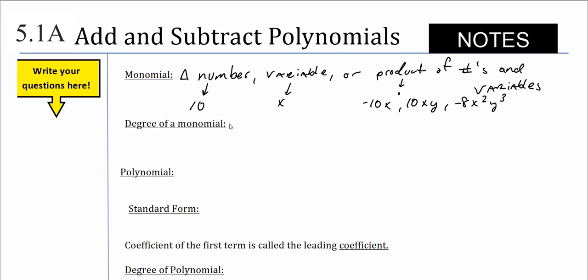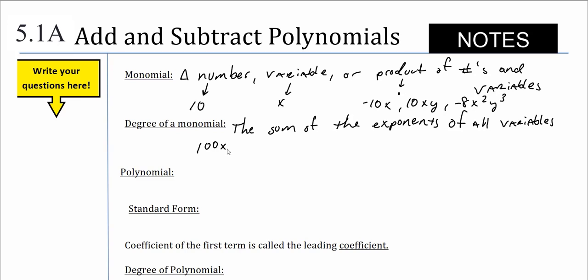The degree of a monomial is the sum of the exponents of all variables. Okay, so if we have a monomial here, we'll say we have 100x to the 0. We'll say we have 10x squared y, and we'll have negative 5x to the third y to the 6th. So the sum of the exponents of the variables. So the variable in this case is x. What's the exponent? 0. So that means my degree is just 0 for this one.